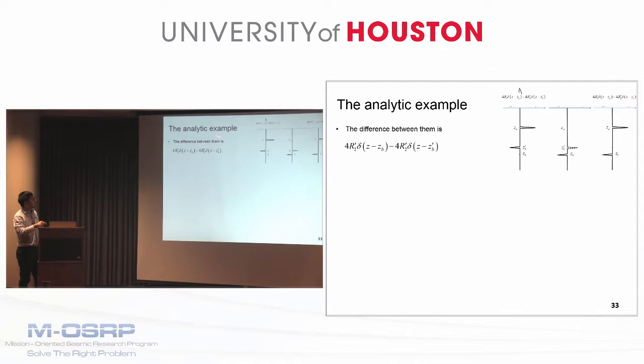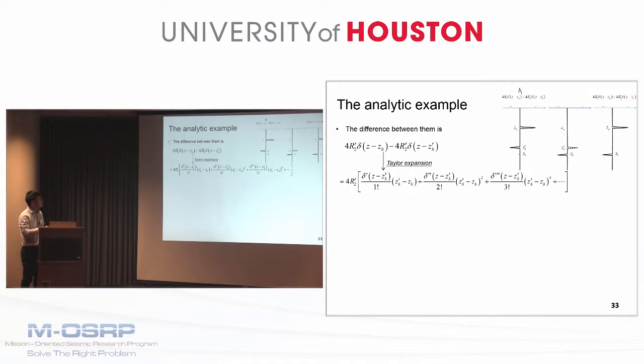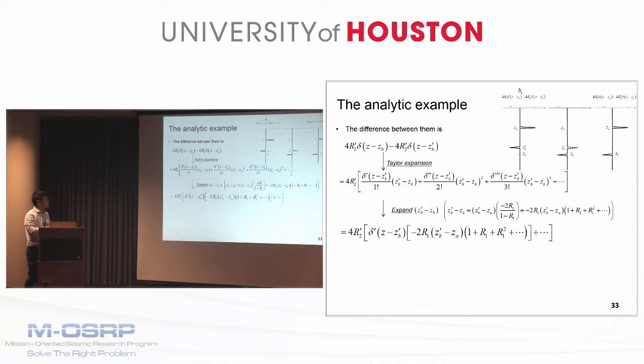Then we can express this removal and creation in terms of the difference. And then we can apply a Taylor expansion of this difference. And then we can further expand ZB prime and ZB. So this is the expression we finally get from this expansion.